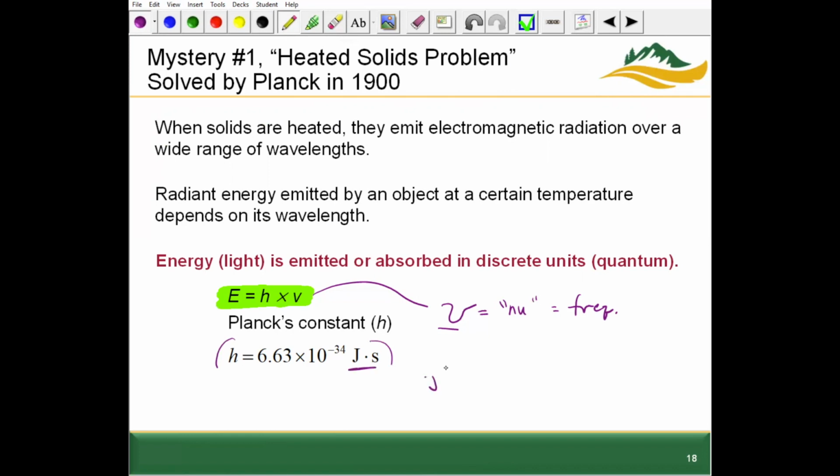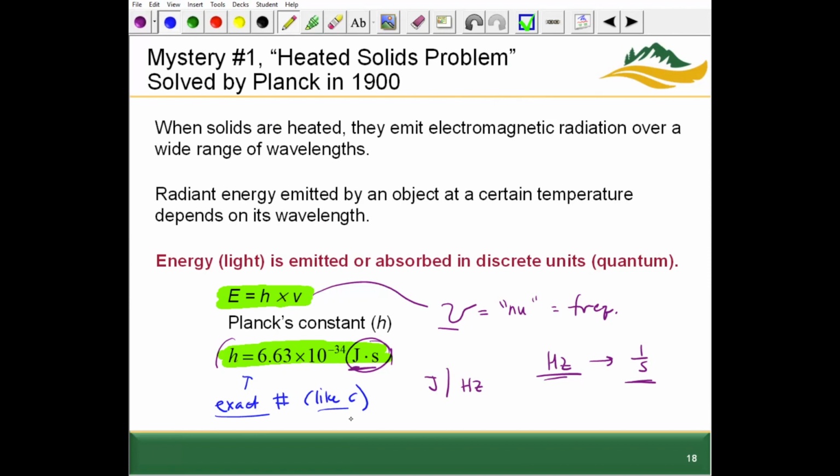It's no longer a joule over a hertz, because as we saw, as we practiced, that's the same thing as a joule second. The hertz is the same thing as 1 over second, and this joule here is our energy unit. Both Planck's constant and the speed of light are considered exact values, so they don't play a role in determining the number of sig figs in your final answer. So this is another exact number like the speed of light.